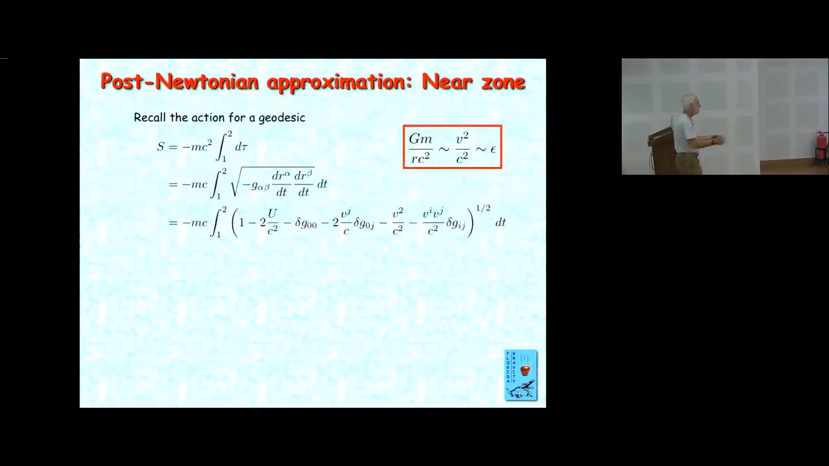So this is sort of the generic structure of this action that you would use to get your equations of motion for a particle. You vary this action with respect to alternative paths between 1 and 2, and that gives you Euler-Lagrange equations that you then use to generate the equations of motion. And so the question is, what appears in this action that is of interest? Well, the first thing is, this is of order epsilon, right? This is our statement, GM over rc squared. This is of order epsilon, so that's the lowest order. And so is this, v squared over c squared.